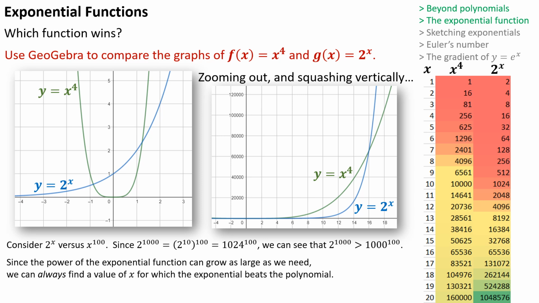So this is the key idea. We can make the power grow as large as we need so that there's always a value of x for which the exponential will beat the polynomial. You might want to have a go at answering the related question.